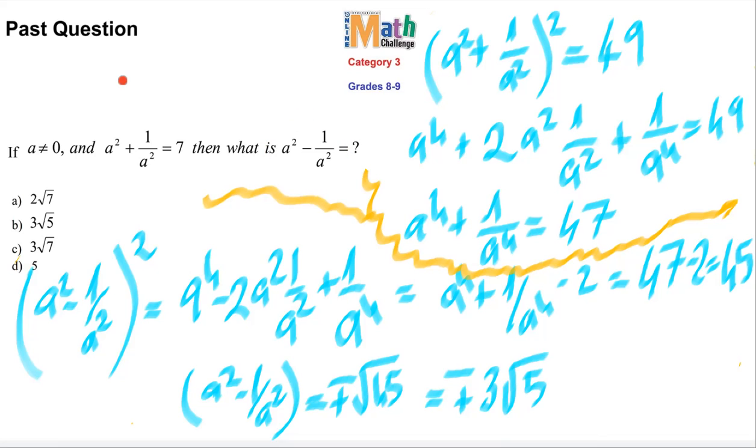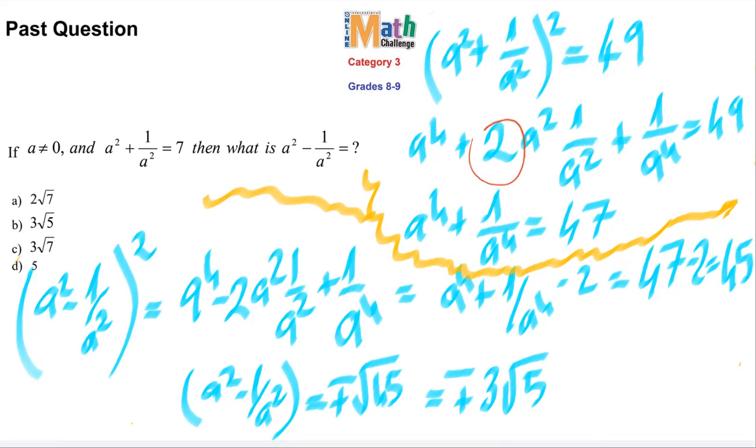For this kind of question, let's take the square of this one. If we take the square of both sides, we are going to get the square of the first one, 2 times first one times second one, and the square of the second one. From here, these two will cancel, so there will be 2 here. So a^4 plus 1 over a^4. a^4 means a power 4.